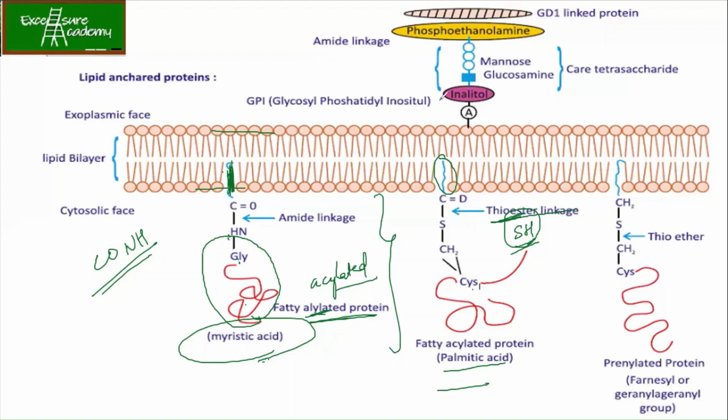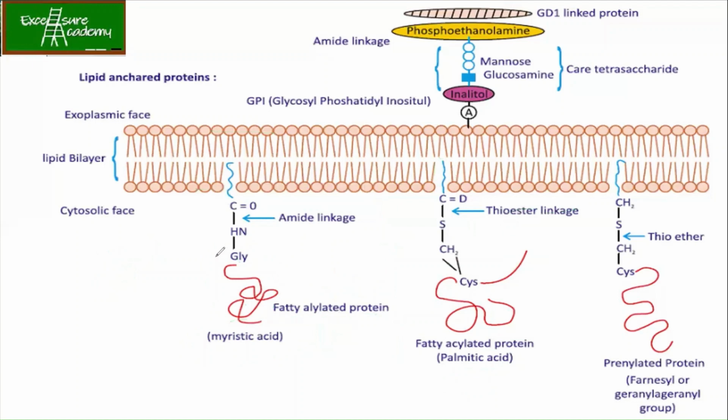Okay. So I was explaining that we have lipid anchor proteins, correct? In simple language, the proteins are attached to the lipids. And what are the examples? As I mentioned, you have myristic acid and you have palmitic acid.